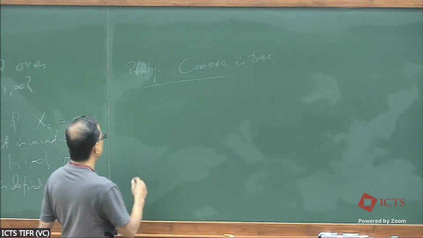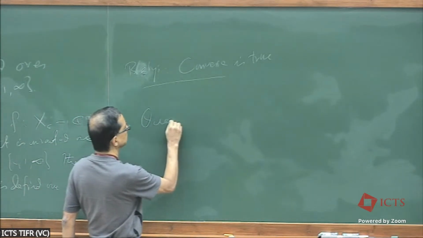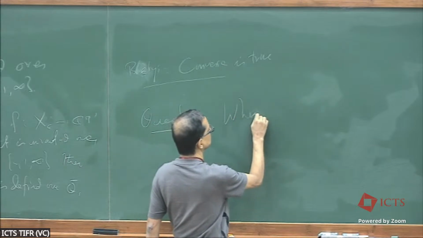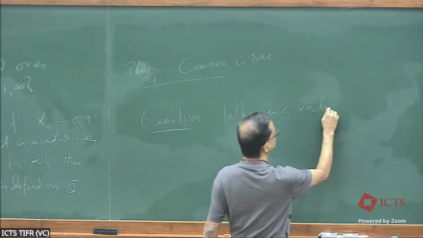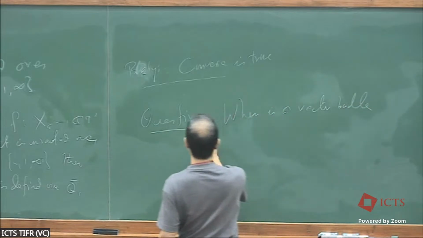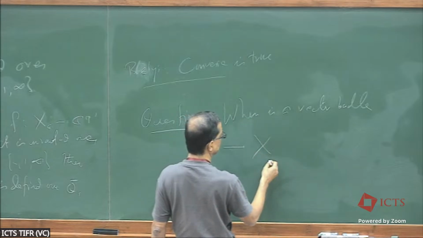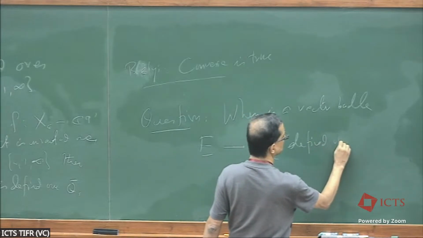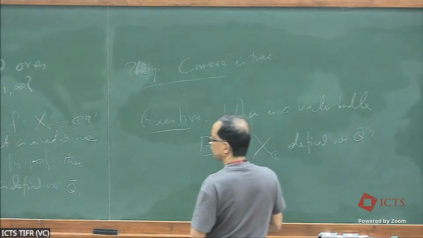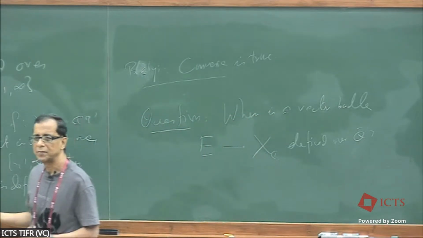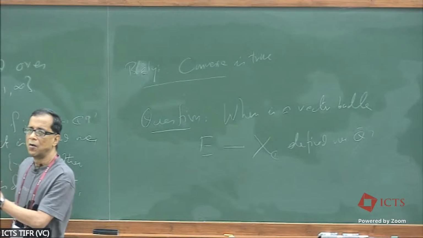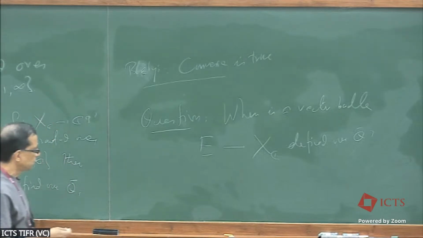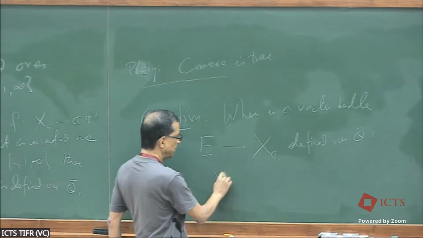But our interest came from the following question. When is a vector bundle defined over Q bar? So I have a criterion for when a curve is defined over Q bar. So we are now trying to look at when a vector bundle on this curve is defined over Q bar. So what is the data you have? We have, by Belyi, this map.